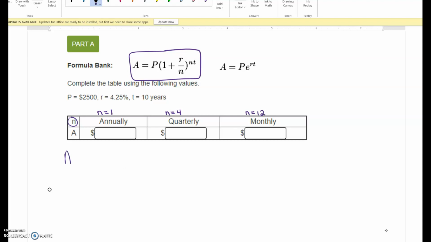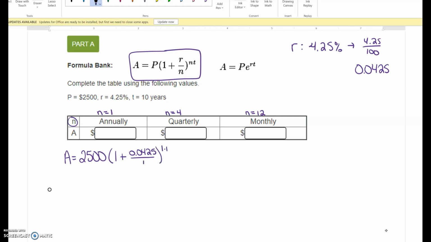So A equals your principal, 2,500, times 1 plus this rate. When the rate is 4.25%, that's 4.25 out of 100. That is the decimal, 0.0425. And annually, so divided by 1, raised to the 1 times 10. You need to type that into your calculator.